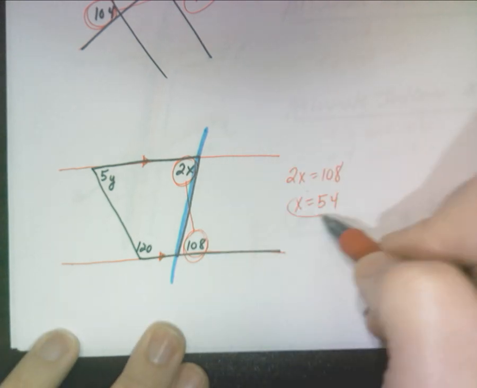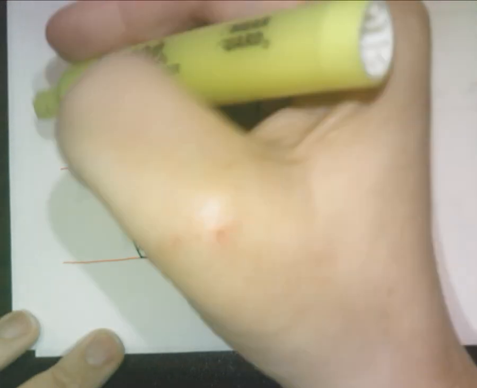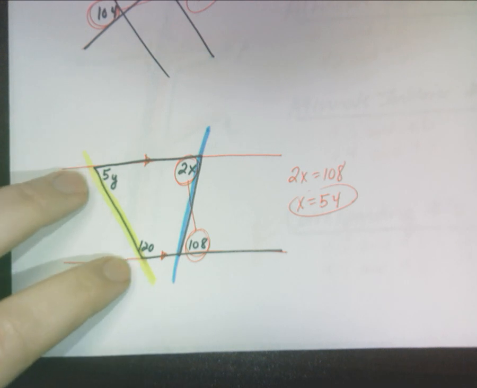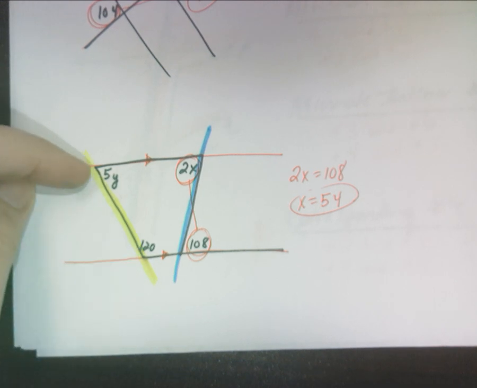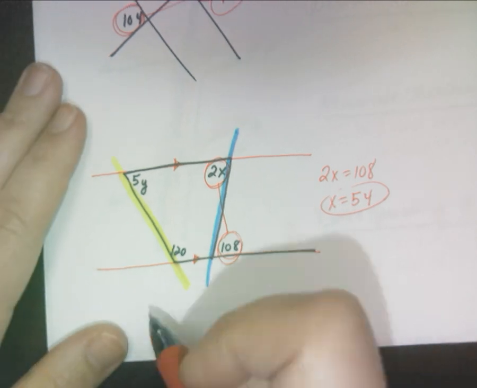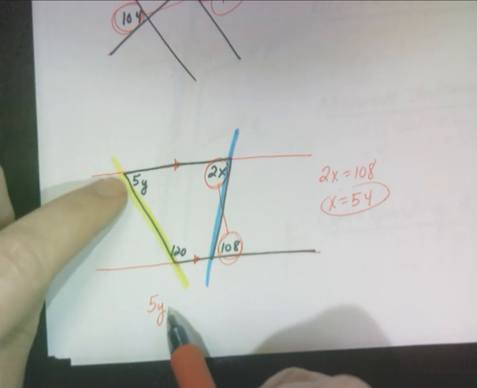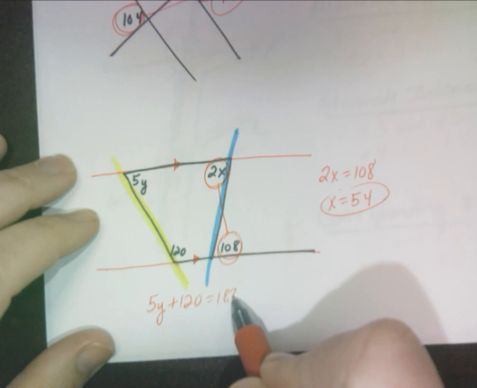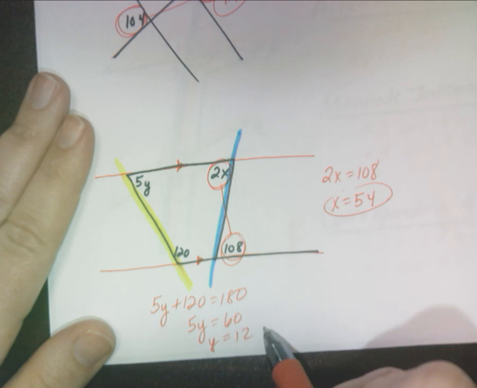So now, what about these two right here? What if this was my transversal? What kind of angles do I have here? Well, they're on the inside of the parallel lines. They're not flip-flopping. They're on the same side. They're consecutive. They used to be called same side interior. That's how I used to know it. But consecutives are supplementary. So 5y plus the 120 make 180. So y is 12.